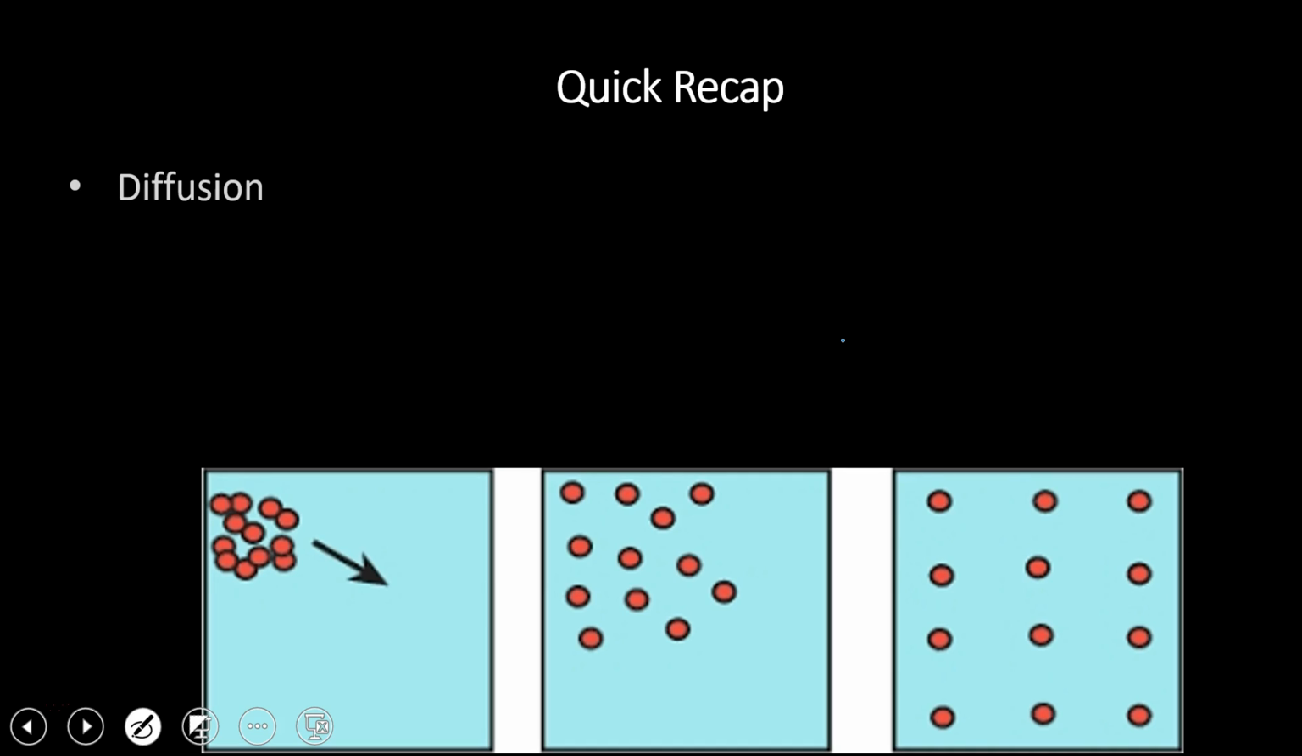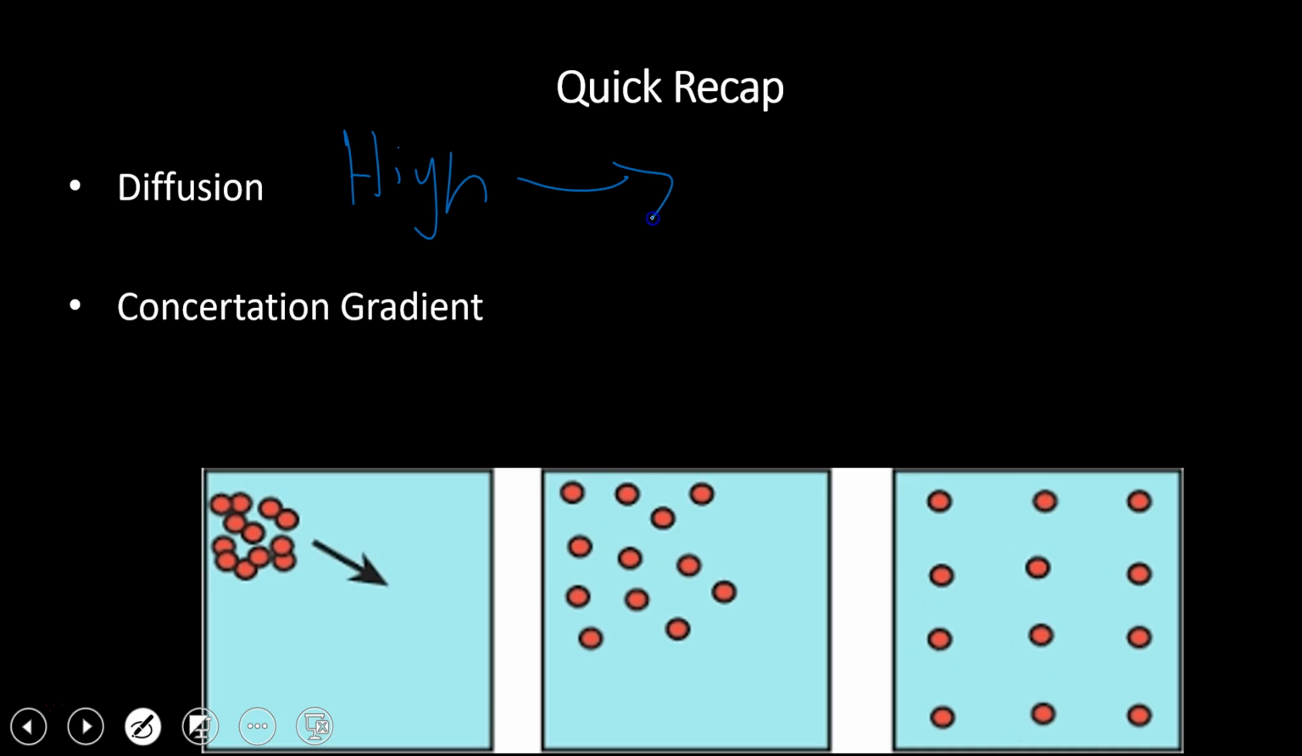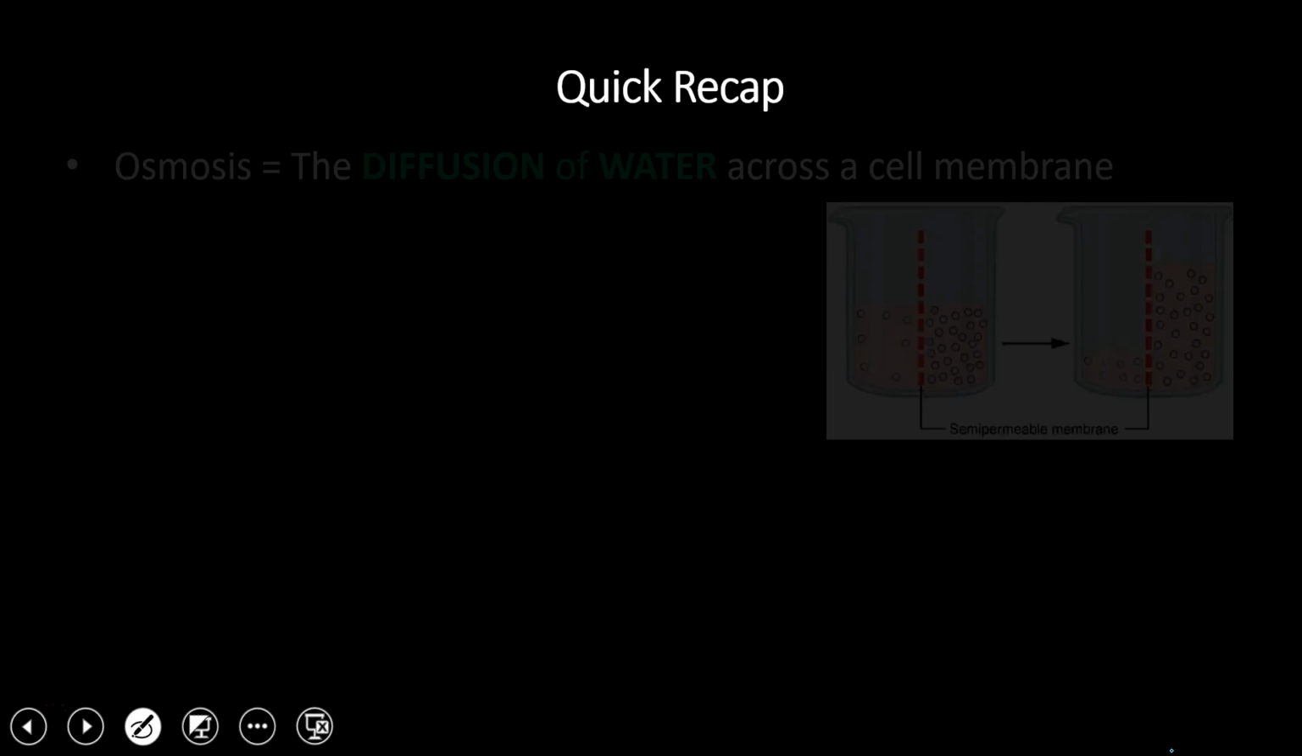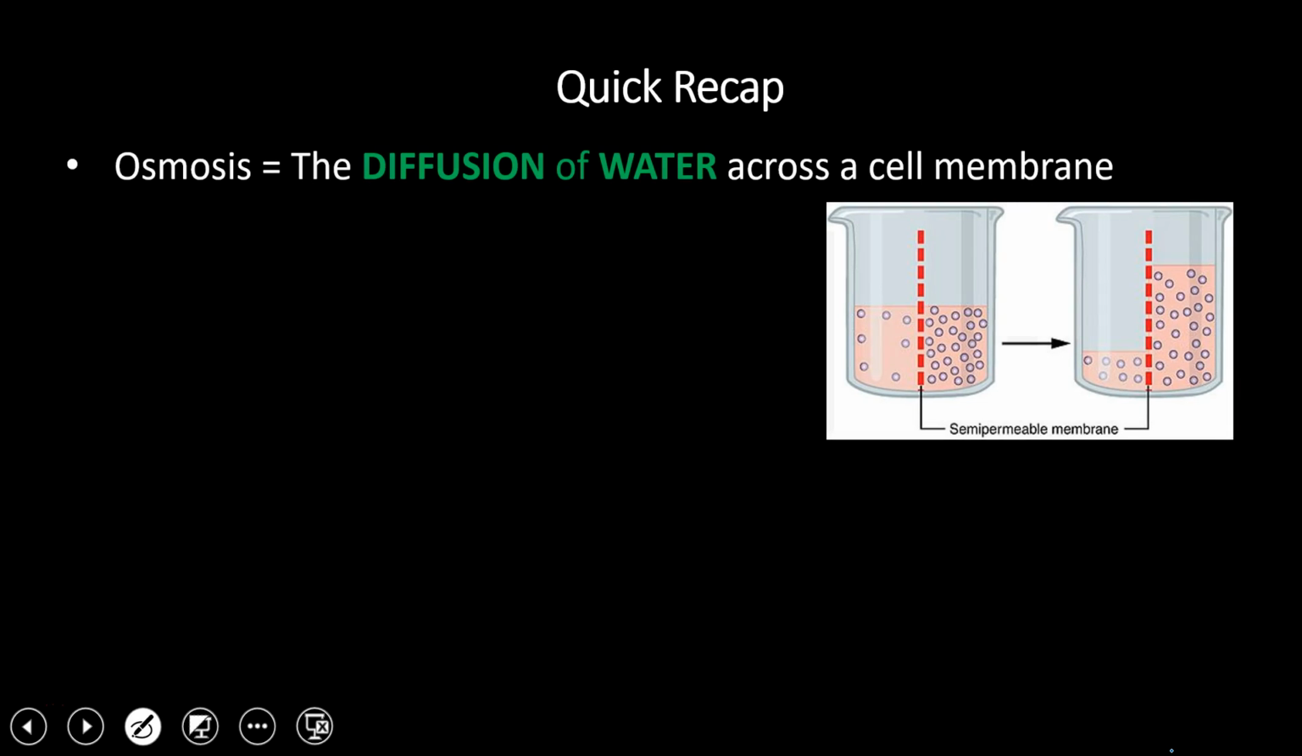All right, so a quick recap. Diffusion is the movement of molecules from high to low concentration. A concentration gradient is when there is a difference in the concentration. So this shows a concentration gradient, and this shows a concentration gradient. Equilibrium is when there's an equal amount, okay, in a solution. Osmosis is the diffusion of water, but across the cell membrane.